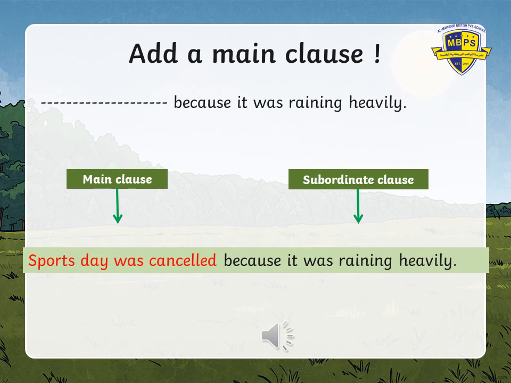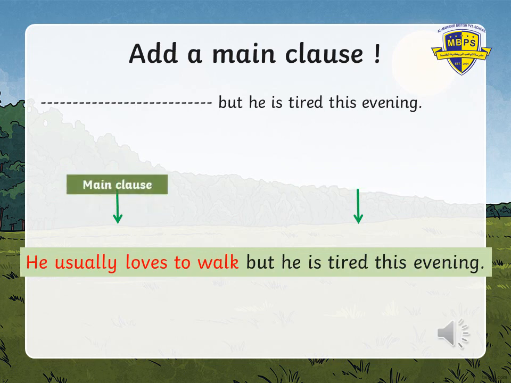Because it was raining heavily, that is the subordinate clause. Let's add a main clause. Sports day was cancelled because it was raining heavily. Sports day was cancelled is the main clause. Because it was raining heavily is the subordinate clause.